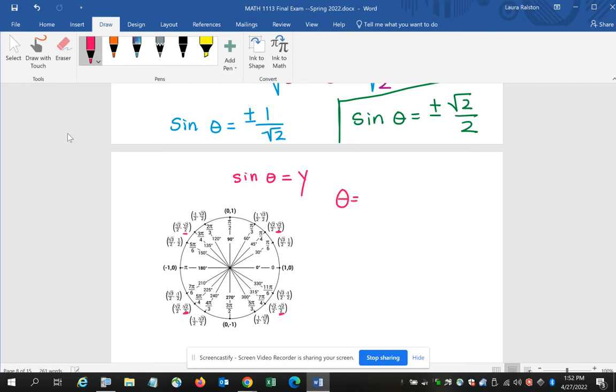So theta is pi fourths, 3 pi fourths, 5 pi fourths, and 7 pi fourths. You have 4 different answers because it could be positive or negative.